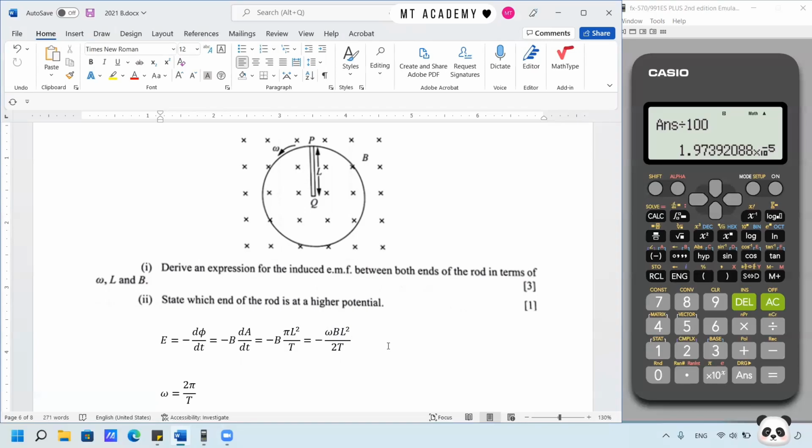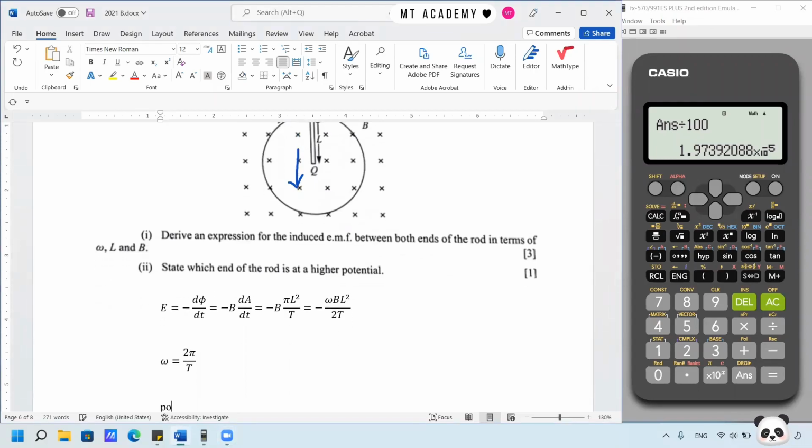And second is to state which end of the rod is at higher potential. So this is about electromagnetic induction, so you use your Fleming right-hand rule. If you apply the Fleming right-hand rule, you should obtain the direction as in this direction. So this is an EMF, so the higher potential should be at point Q. So this is how you can determine the potential difference. Point Q has higher potential.